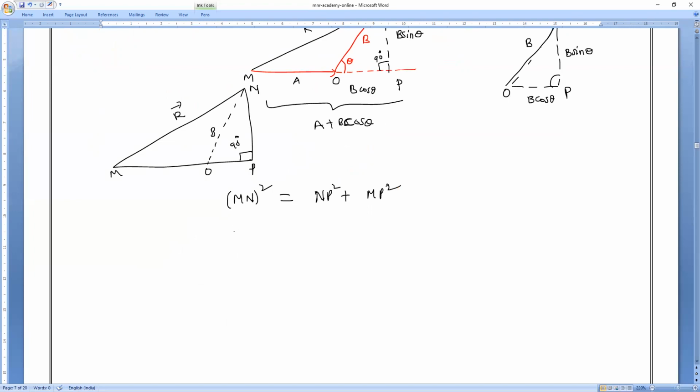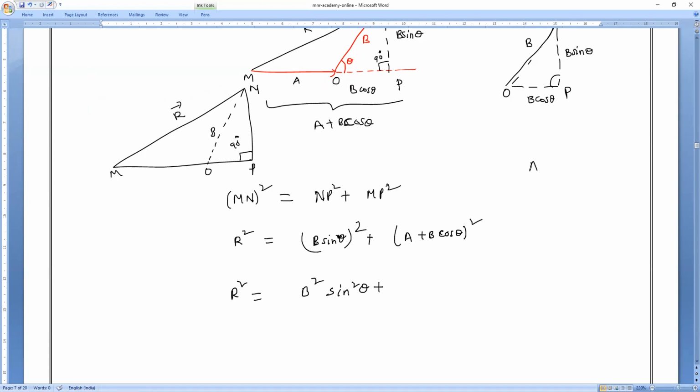So substitute it. R square equals NP, which is B sin theta, whole square, plus MP, which is A plus B cos theta, whole square. Okay. So the resultant turns into B square sin square theta, plus A plus B cos theta whole square. Is it right or wrong, everybody? Yes, sir.